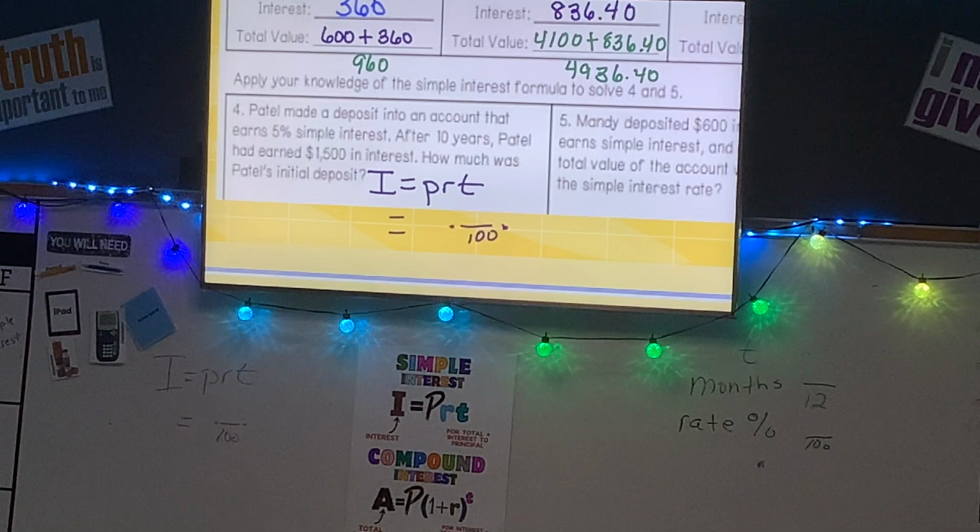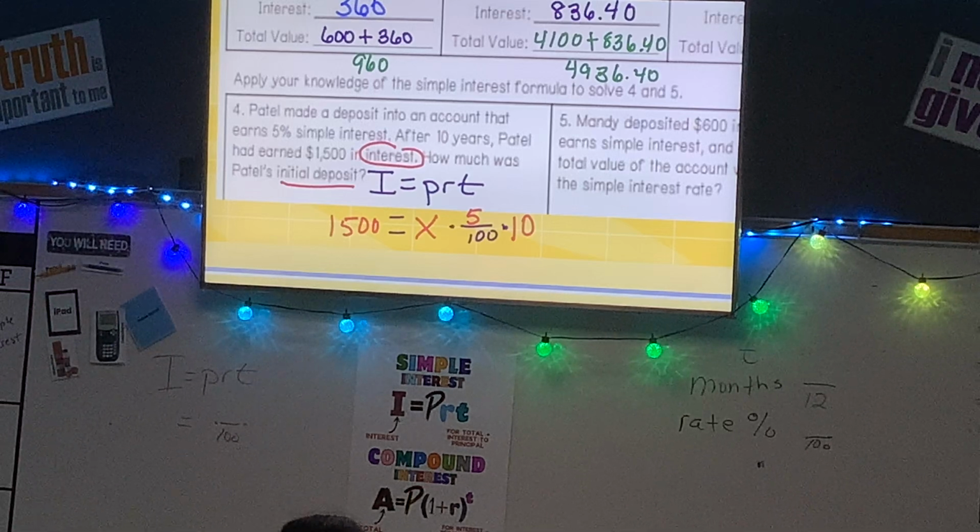Patel made a deposit into an account that earns 5% simple interest. Where am I going to put that 5%? Over 100. Good. After 10 years, that will go in my T for time. Patel had earned $1,500 in interest. Where am I going to put that $1,500? In the I. The question says, what is the initial deposit? That means I'm missing my P.